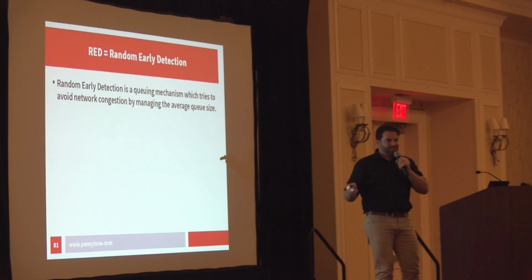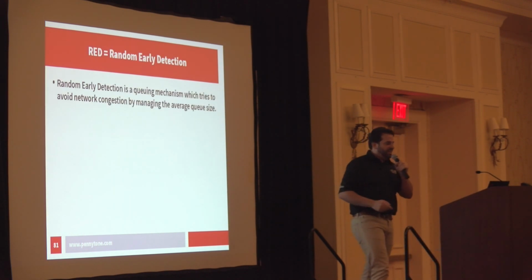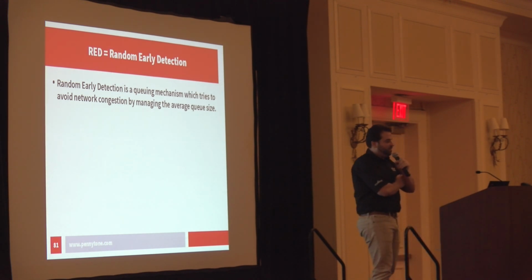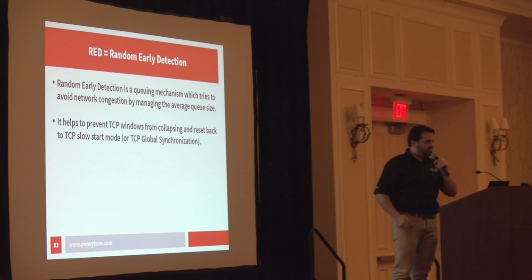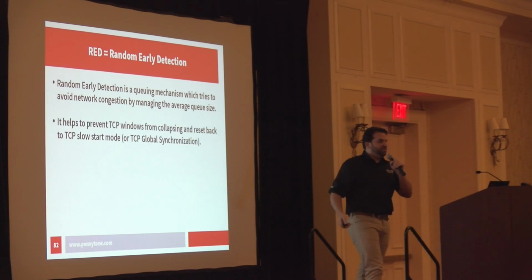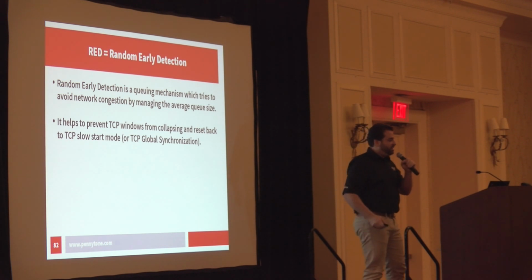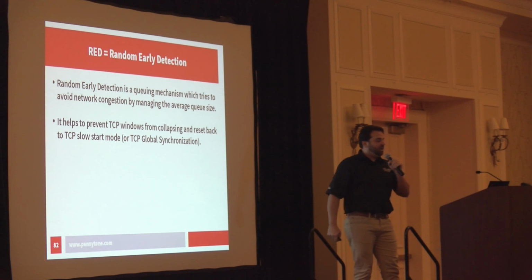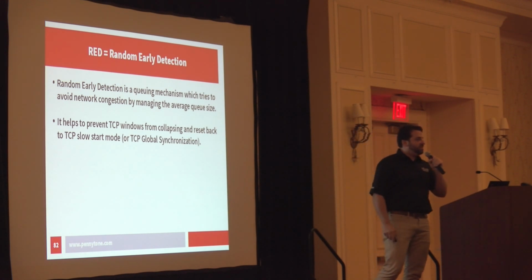RED is an interesting one. I kind of like this one. So RED is random early detection. It's a queuing mechanism which tries to avoid network congestion by managing the average queue size. What this is really doing is trying to prevent TCP windows from collapsing and resetting back to TCP slow start mode, otherwise known as TCP global synchronization.